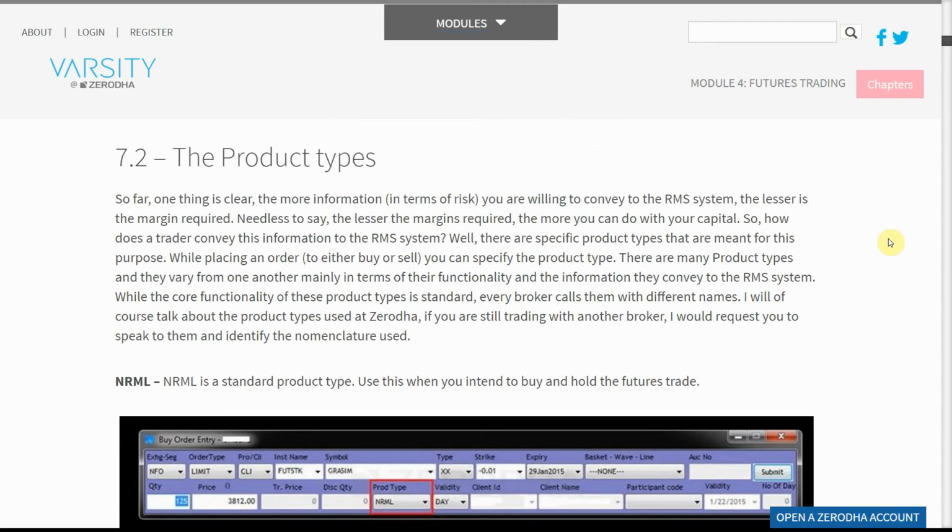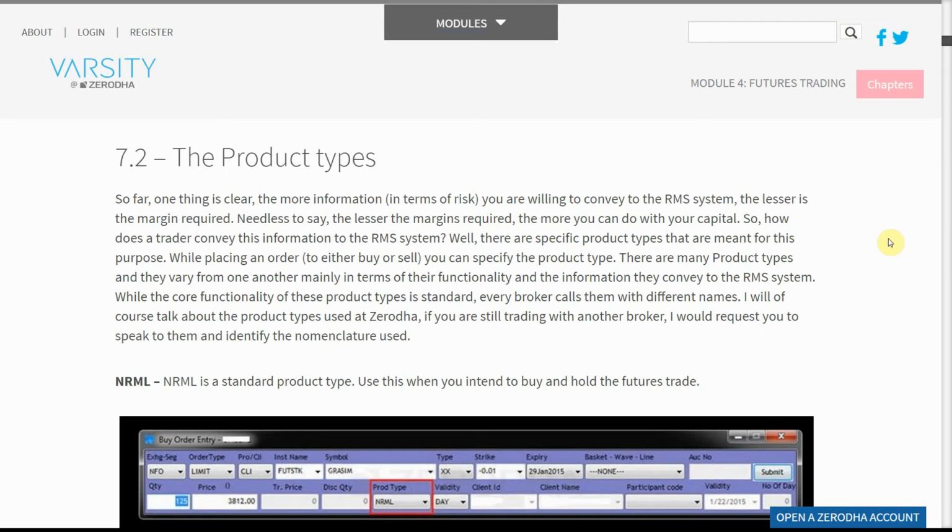7.2 The product types. So far, one thing is clear. The more information, in terms of risk, you are willing to convey to the RMS system, the lesser is the margin required. Needless to say, the lesser the margins required, the more you can do with your capital. So, how does a trader convey this information to the RMS system? Well, there are specific product types that are meant for this purpose. While placing an order to either buy or sell, you can specify the product type. There are many product types and they vary from one another mainly in terms of their functionality and the information they convey to the RMS system.